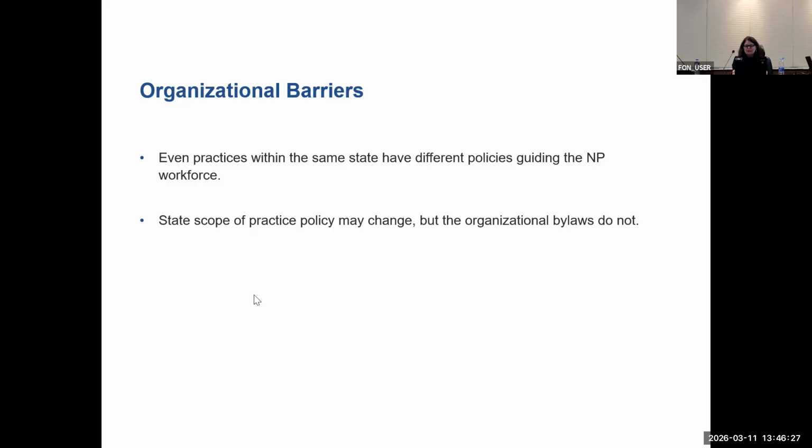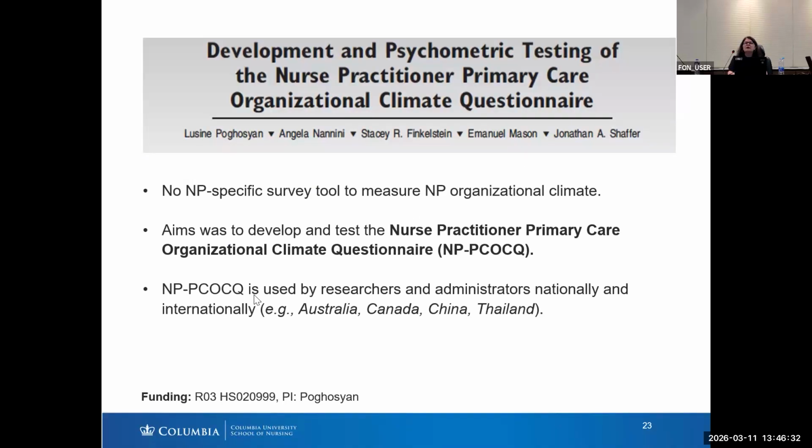So many years ago, I decided with my team, can we understand why some clinics are good places for NPs to work and other clinics are bad places for NPs to work? So we developed this instrument called the Nurse Practitioner Organizational Climate Questionnaire, which measures the work environment of NPs within the clinic. We developed it about 14, 15 years ago. And now the tool is being used widely across many countries by those who study the NP workforce.